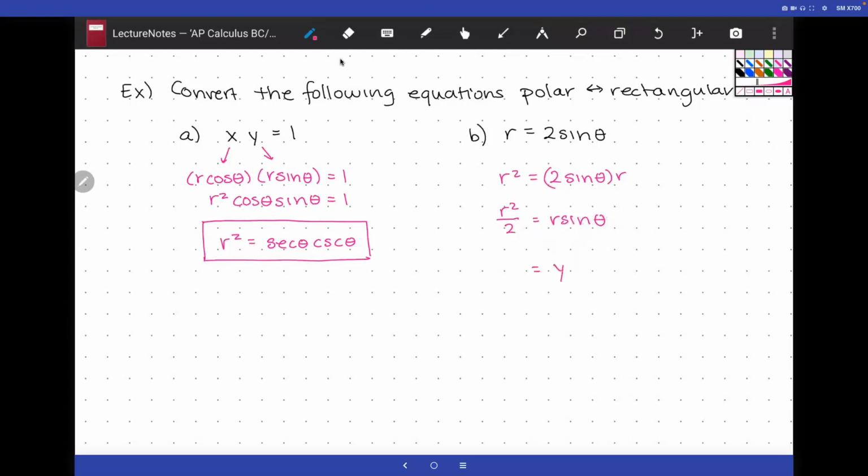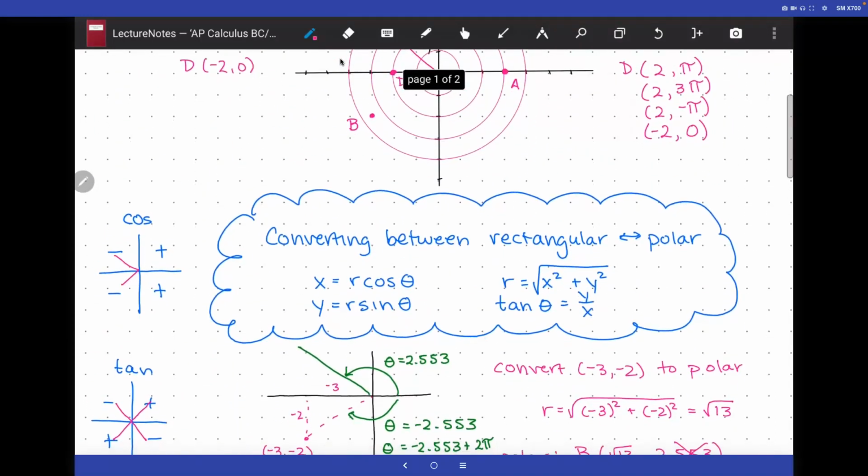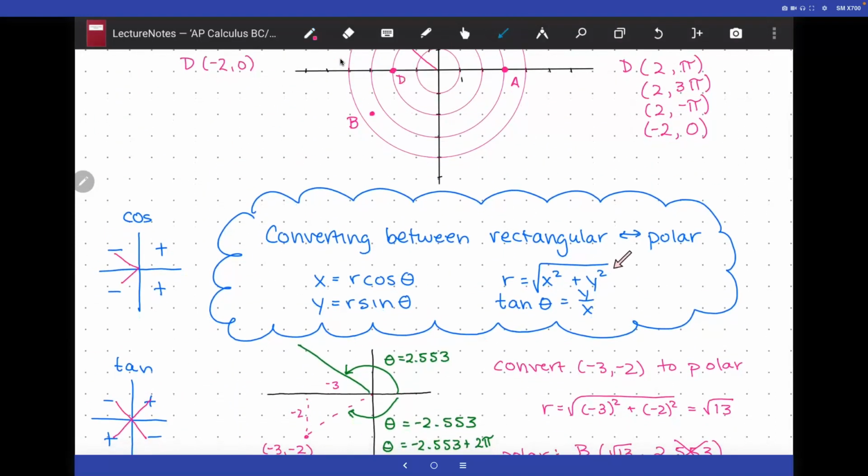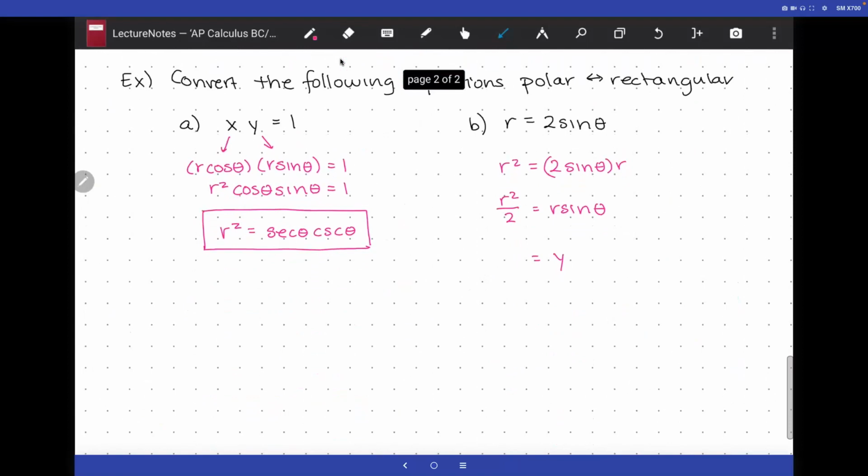Remember this formula, the Pythagorean Theorem? R squared is x squared plus y squared. So each one of these problems is a little different. You just kind of have to play around with it.